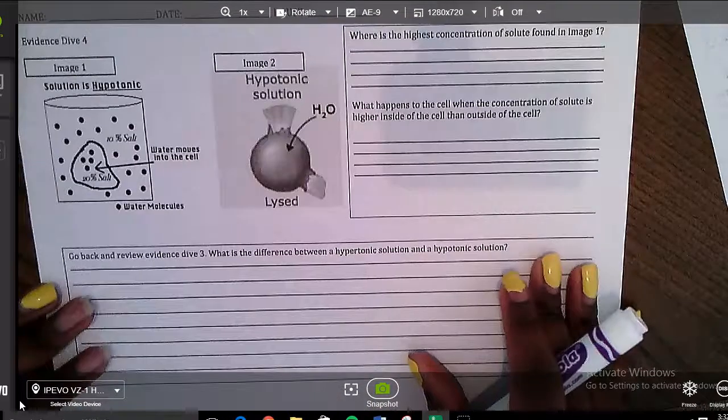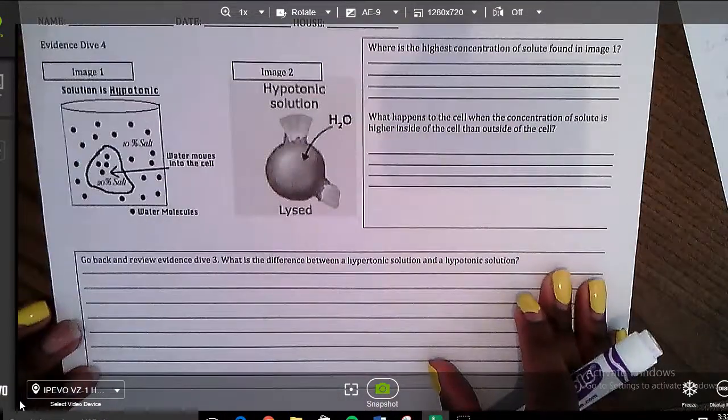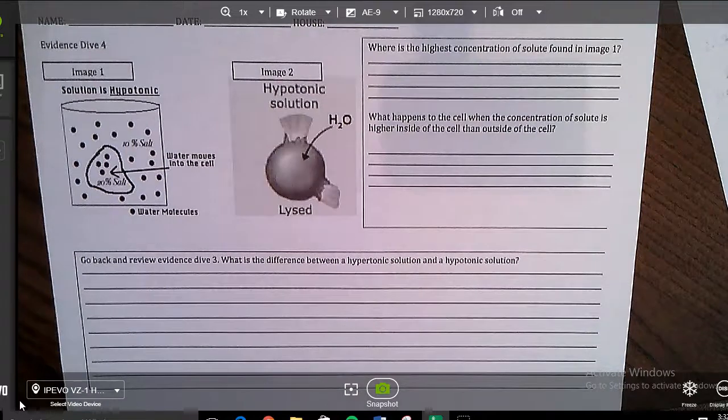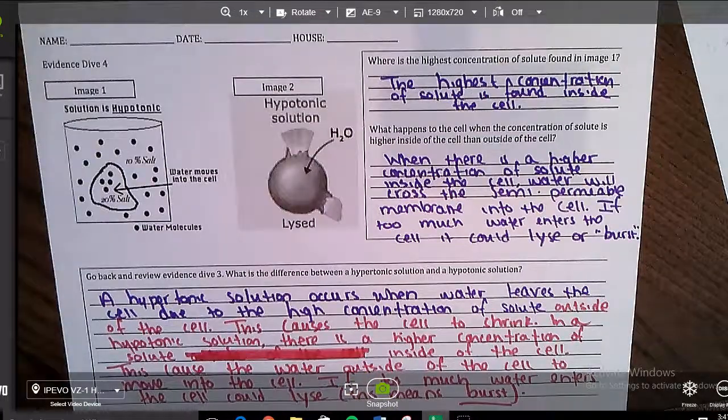I love you guys, but I am leaving you all alone for evidence dive 4. So what you need to do is take a look at the image, read the questions, and answer them in a complete sentence. Good luck. Go. All right, guys, let's go over our final evidence dive before we take our exit ticket.